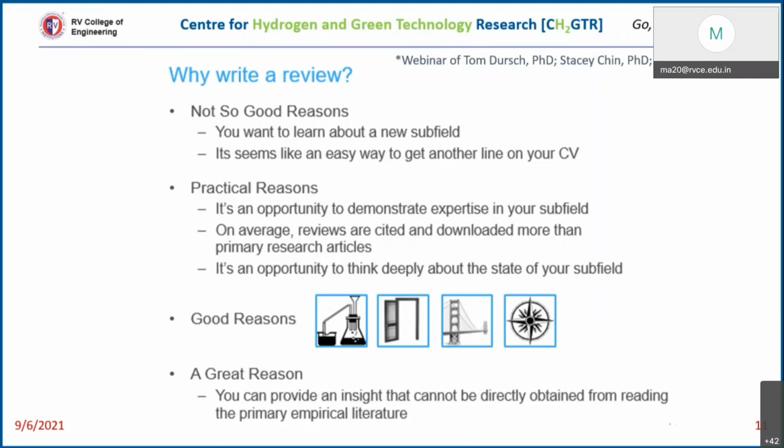Why these citations? What does it speak? If more people refer to your work, if there are more citations, that means your work is valuable. That speaks about the quality and novelty of the work. Citations are more for review articles. Those are some of the practical reasons why people end up writing review articles.